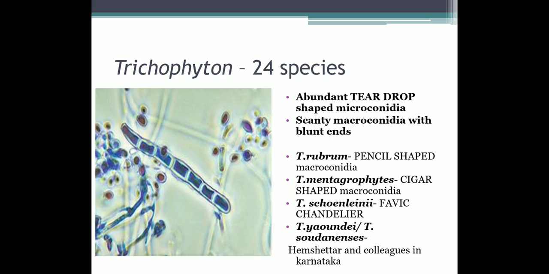If you look at Trichophyton, there are abundant teardrop shaped microconidia and scanty macroconidia. So whenever there are abundant microconidia under the lactophenol cotton blue tease mount, always we have to turn our attention towards identifying the different species under the genus Trichophyton. Sometimes these abundant teardrop microconidia are also called the bird on wire appearance.